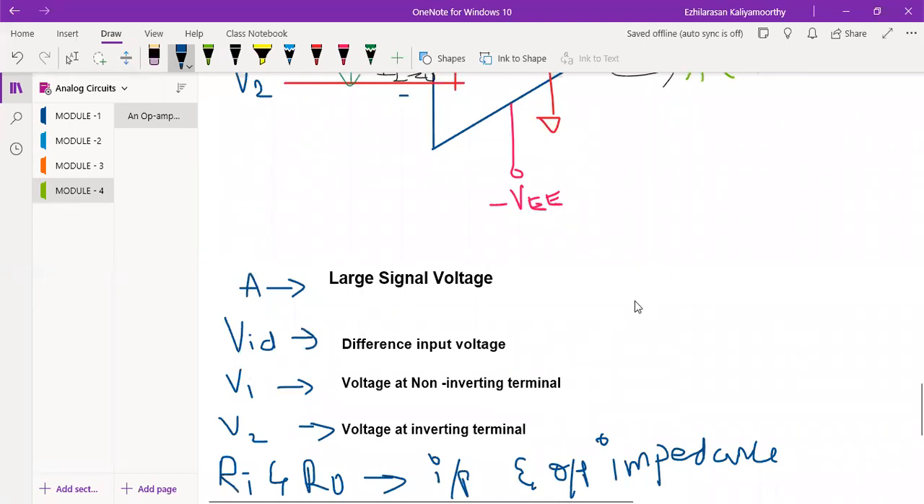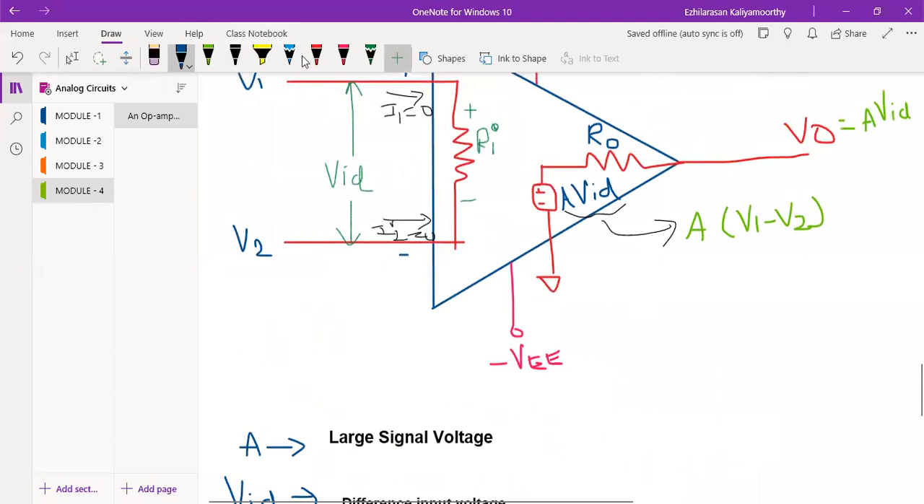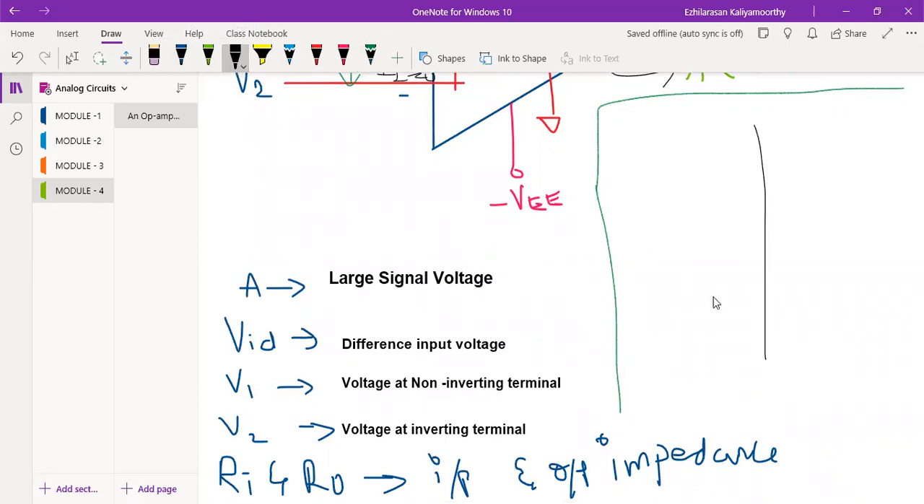So now we know the ideal voltage transfer curve for this. How will we get the ideal transfer curve? As we said, this will be your VID. This will be your output V naught. Then this will be your minus VID. Then this will be your minus V naught. So how will we get the output?